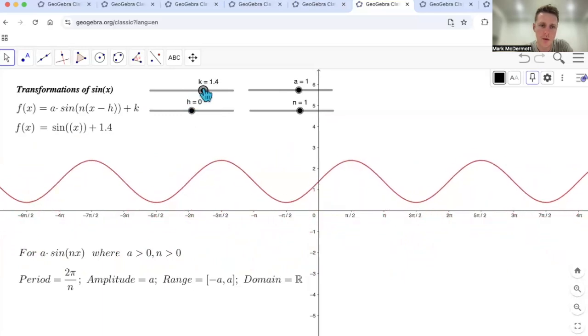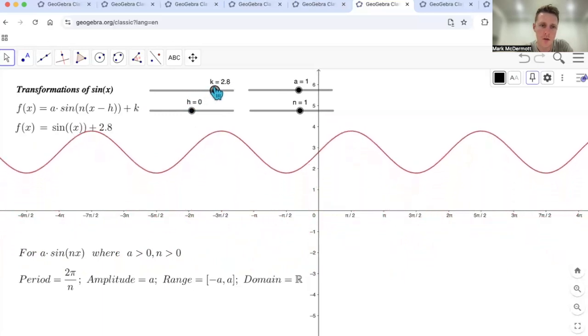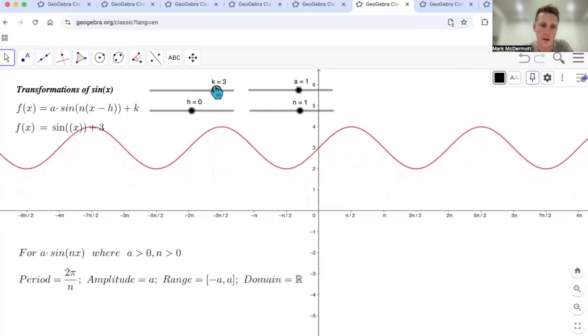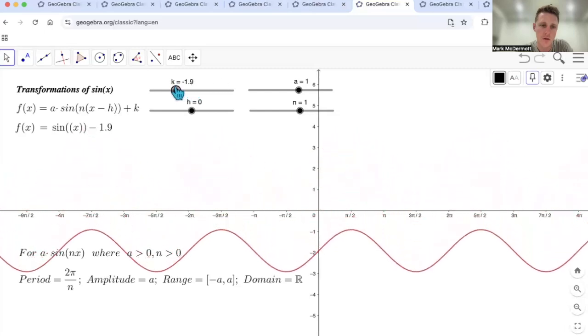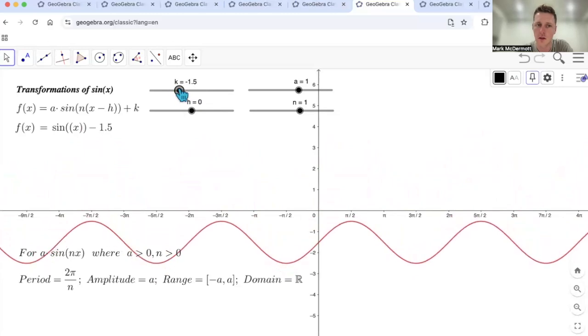K. K moves everything up or down. So if K is positive, say positive 3, it moves up 3. If K is negative 2, it moves down 2. So that's how that works there.